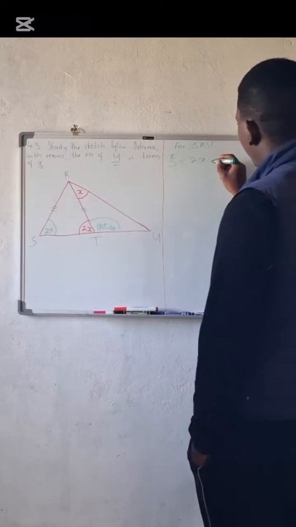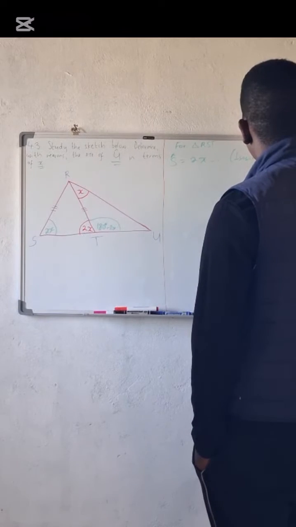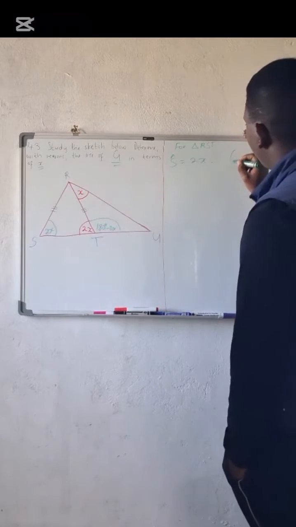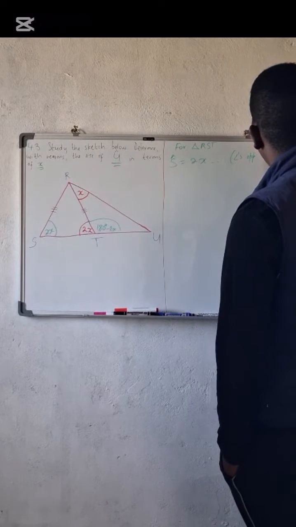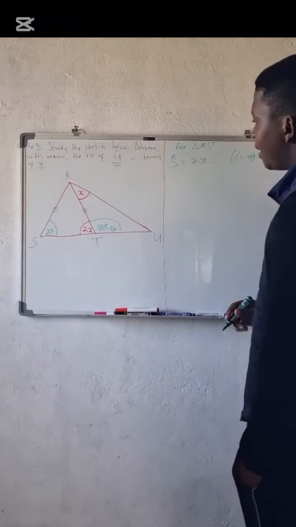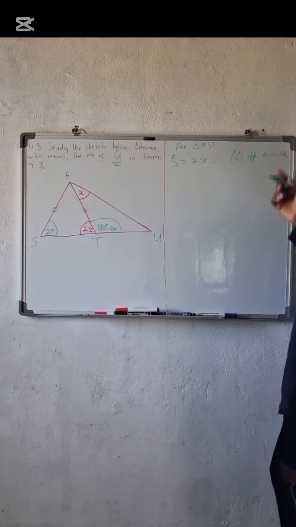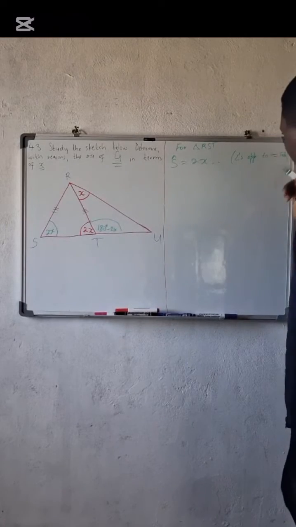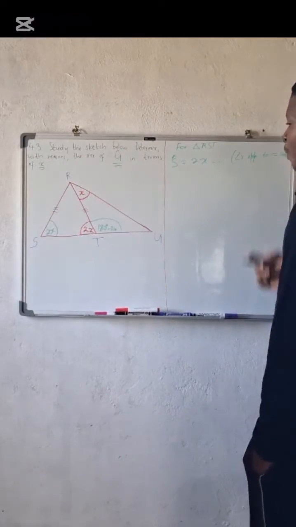Why is it equal to 2x? I already know that this is isosceles. No, let's not write that. Let's say angles opposite to equal sides. Angles equal to angles opposite to equal sides. Yes. So this angle is equal to that one. Angles opposite to equal sides.